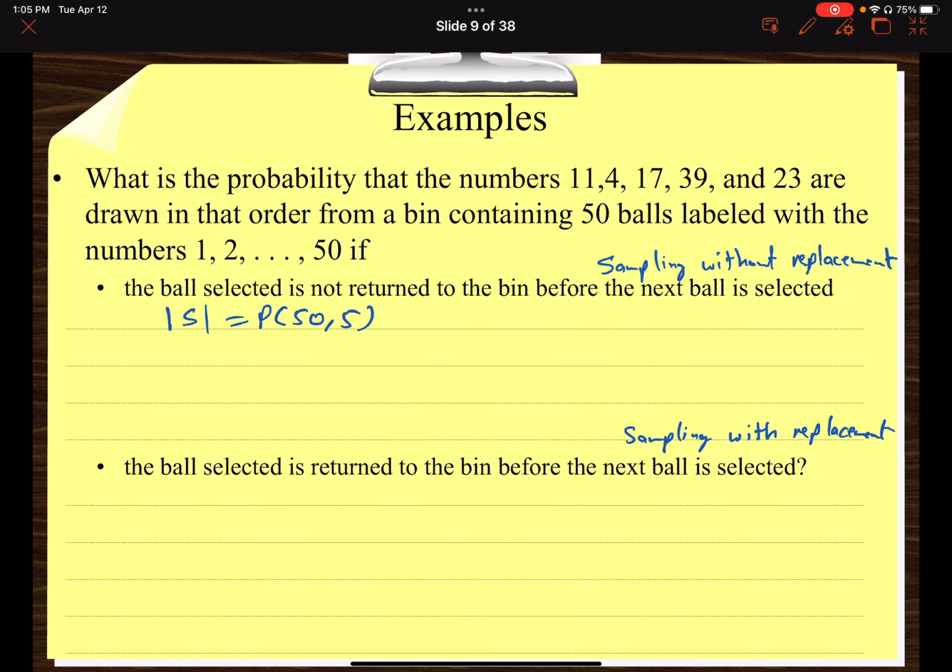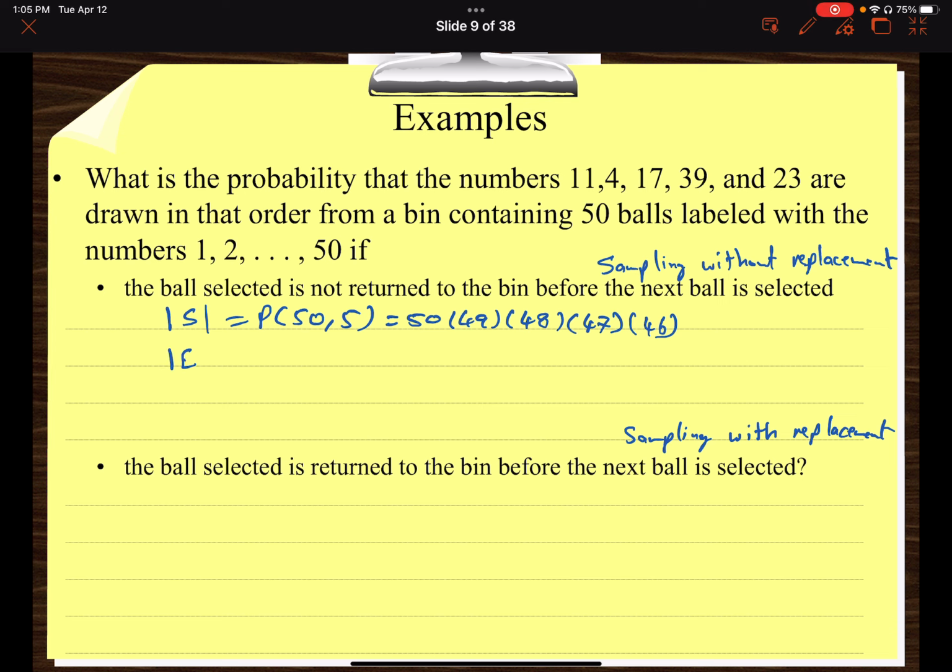If they were not in order, then we will use combinations, right? So since this is in order, then it has to be P(50,5), which is, by the way, 50 multiplied by 49, 48, 47, 46. Five of them. 1, 2, 3, 4, 5. Okay? So that's the size of my sample space. Right. What about the event? What is the size of the event?